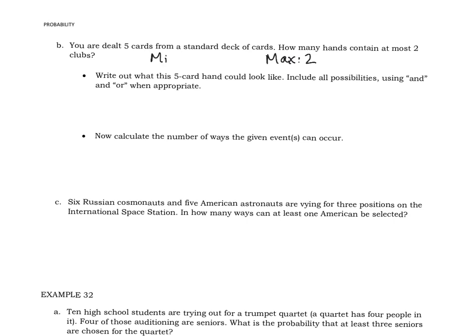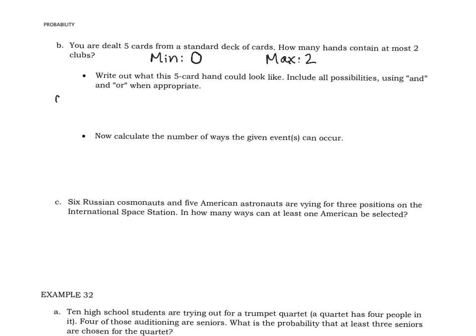So what would the minimum be? Well, you could have a hand of cards with no clubs in it whatsoever. So write out what this 5-card hand could look like. Include all possibilities using and or when appropriate. All right, so let's look at the 0 for the minimum.